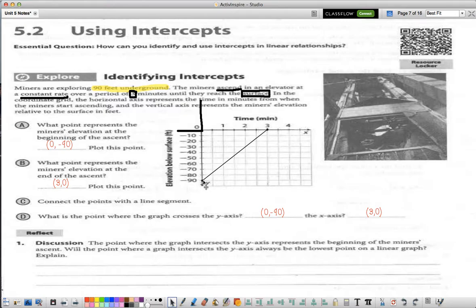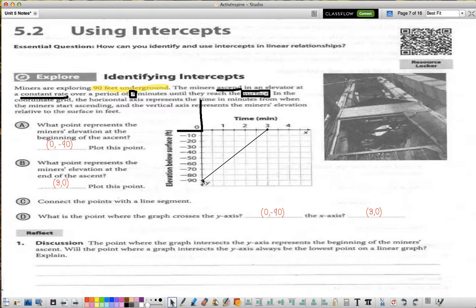But in this case, you're really just looking for where your graph crosses the y-axis, and that point is going to be your y-intercept. And where it crosses the x-axis, that's your x-intercept. Now, you're going to notice something here. We have 0, -90 for the y, and 3, 0 for the x-intercept. So every time you have an intercept, one of your values is going to be 0.